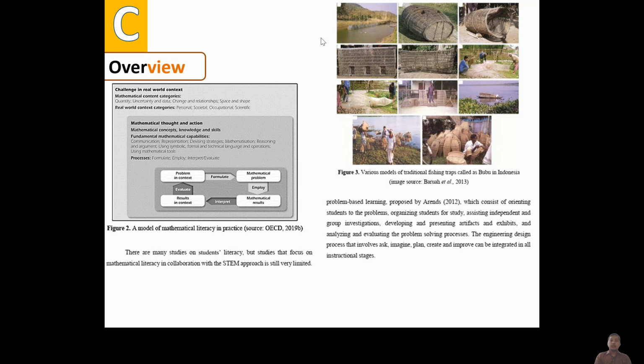You may see on the right side the various types of the fishing trap, Bubu. Not only in Indonesia, actually, this fishing trap can be found around the world. From the picture, we can see that the shape and the design of the fishing trap can facilitate our design challenge, because there are so many shapes that can be used to build it: the cylinder, the cube, and the prism.